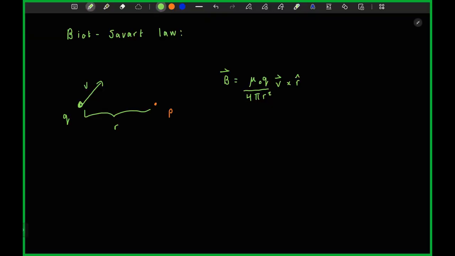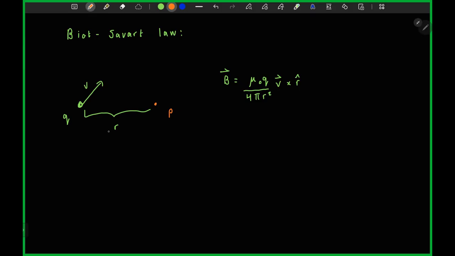In this video, we'll begin looking at how to use Biot-Savart law to find the magnetic field of a current-carrying wire. And so to begin with, let's consider first the magnetic field of a charge q moving with speed v through space. Specifically, we'll look at finding the magnetic field at a point P, which is a distance r away from our current position of charge q.